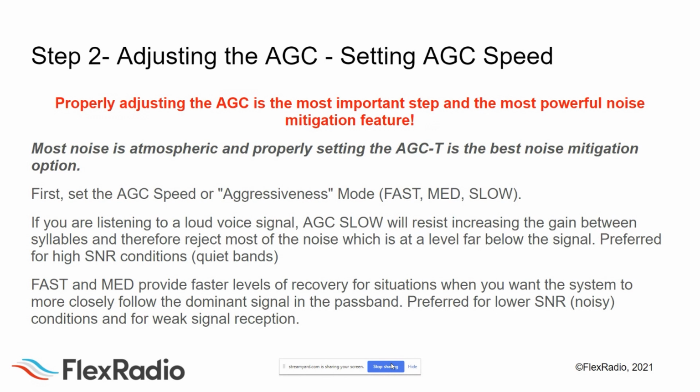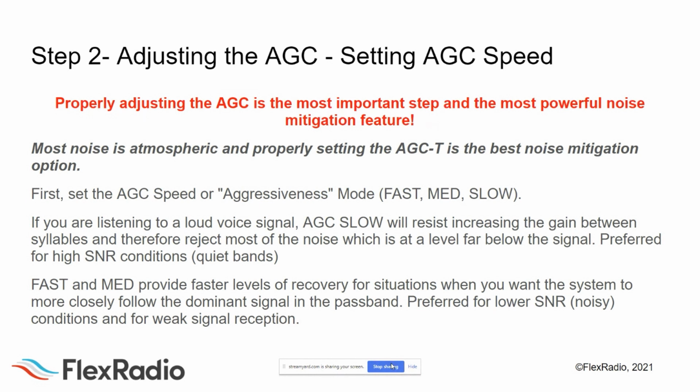So now that we've got the preamp done, we're going to talk about the AGC. And I put this in red so that it would stand out. Properly adjusting the AGC is the most important step, and it's the most powerful noise mitigation feature that is in the radio. Primarily, most people, when they're receiving, the noise they're hearing is atmospheric noise. It's band noise. Occasionally, you'll be overwhelmed with man-made noise, but primarily most of it is atmospheric. And setting the AGC threshold correctly will help mitigate that type of atmospheric noise.